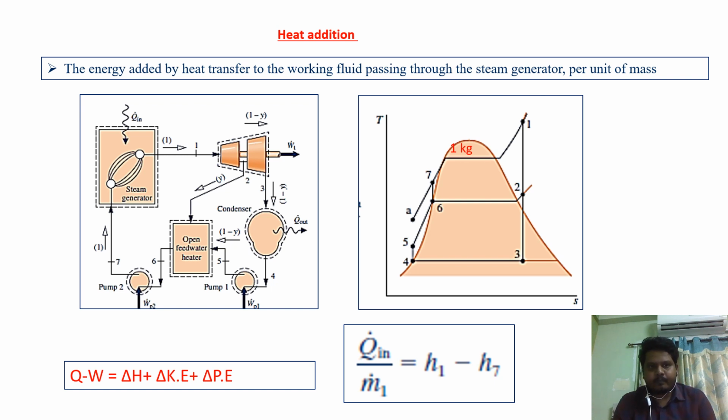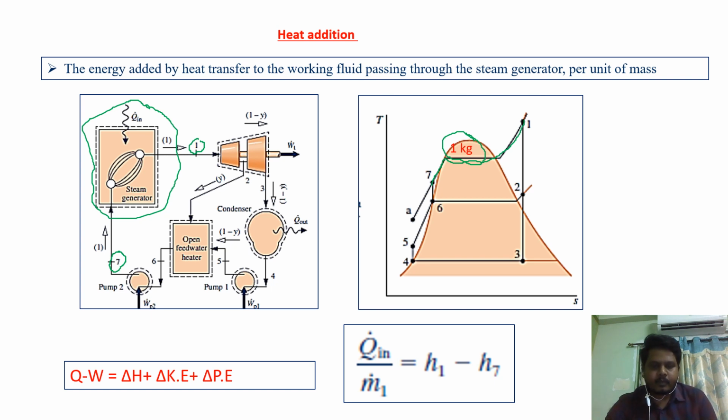Now let us see heat addition to the boiler. Here you could see on the schematic diagram, this is the boiler. Heat addition takes place between state 7 and state 1. As you can see on the TS diagram, heat addition in the boiler takes place between state 7 and state 1. Here the mass of fluid is 1 kg.